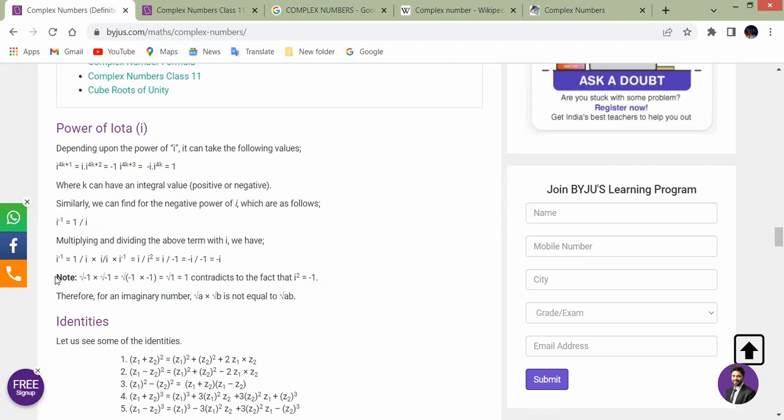There is an important property. If we write minus iota multiplied by minus iota, this will be equal to square root of minus 1 times square root of minus 1, which will be equal to plus 1. So this contradicts the fact that iota square is equal to -1.